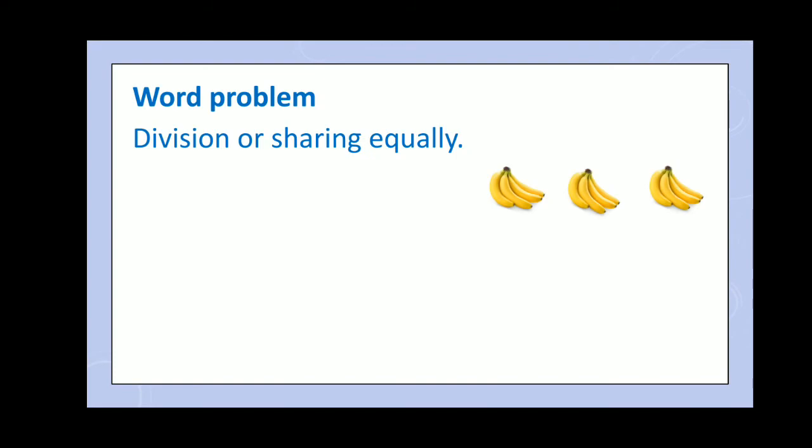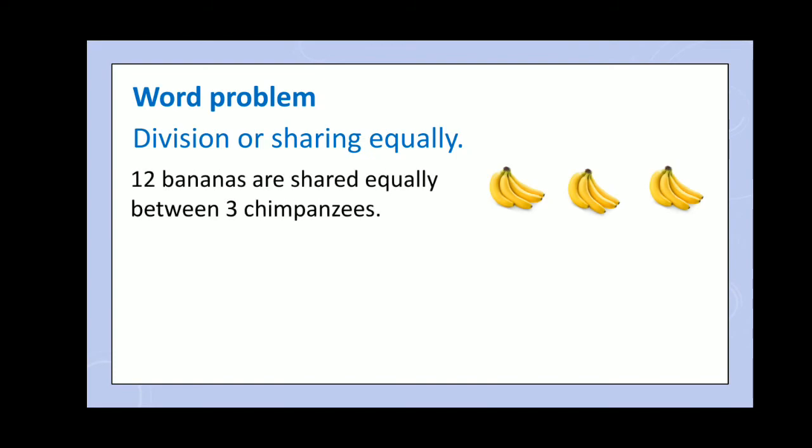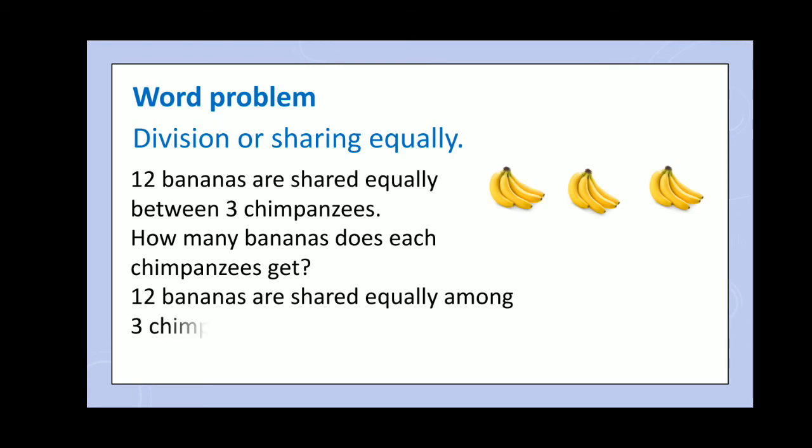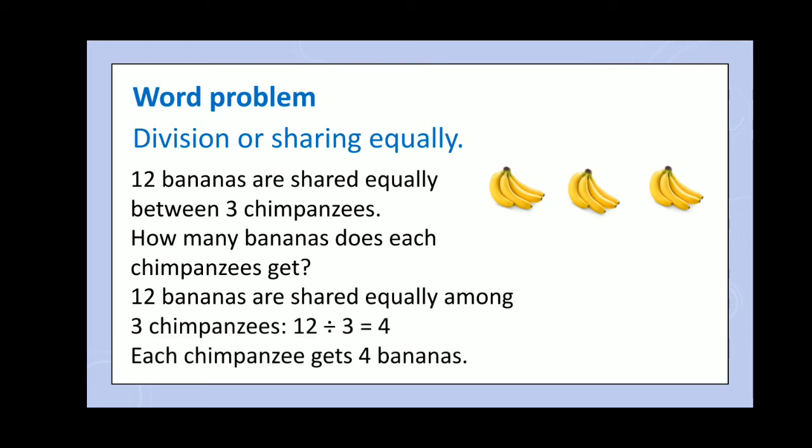Okay, so here you can see a word problem, that is division or sharing equally. It says there are 3 chimpanzees who were very hungry. They saw 12 bananas and decided to share equally, so they divide 12 bananas among them. When they divide by 3, each chimpanzee gets 4 bananas. So this is how division helps them to share equally. Each chimpanzee gets 4 bananas.